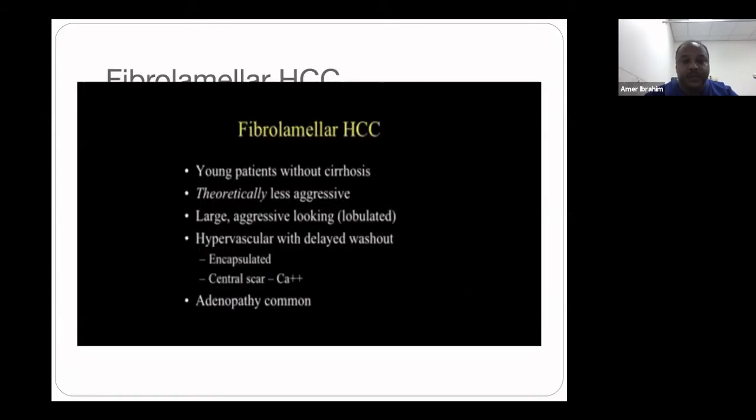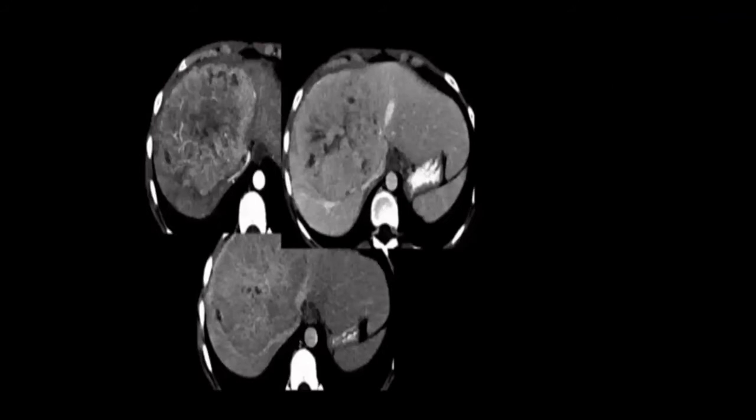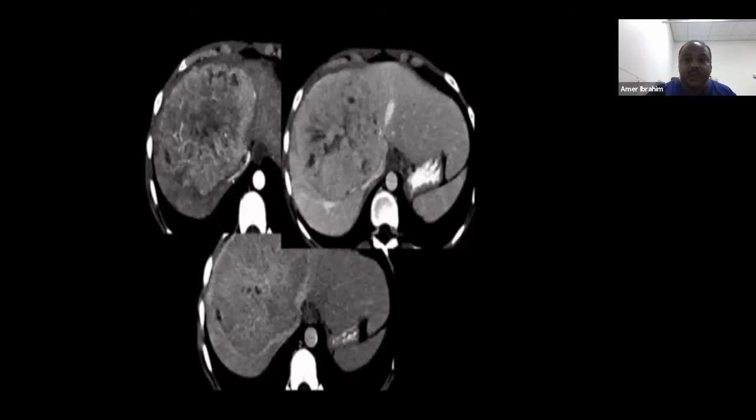So there is actually a variant of hepatocellular carcinoma, called the fibrolamellar, that presents in the younger age group, and most of the time patients have no cirrhosis, with more than 70% having a normal alpha-fetoprotein value. It resembles hepatocellular carcinoma on the CT scan, with arterial enhancement and rapid washout in the portovenous phase, and it is encapsulated, and this capsule is enhancing in the delayed phase.